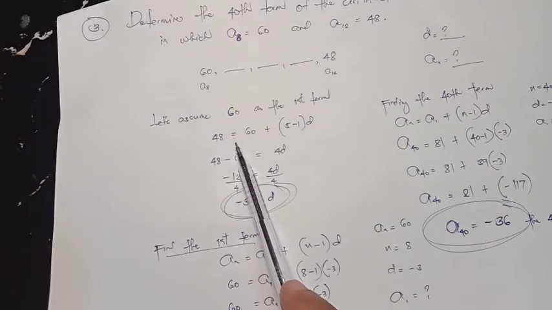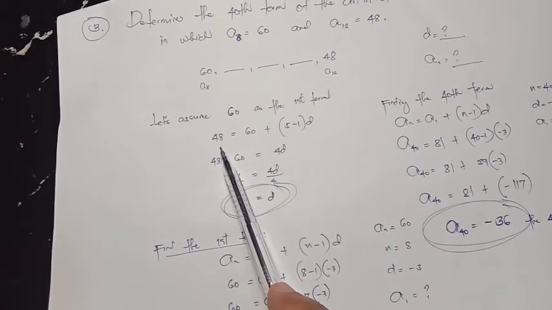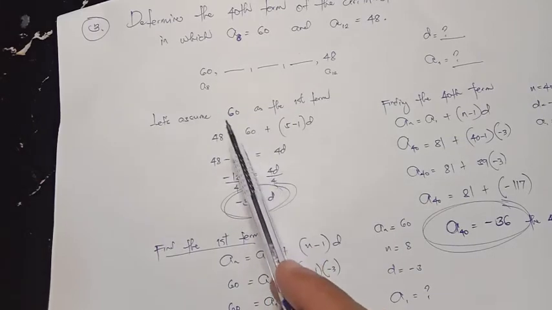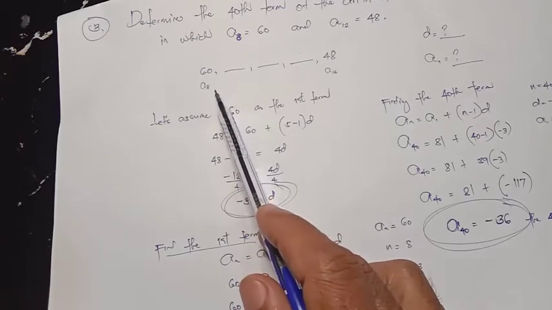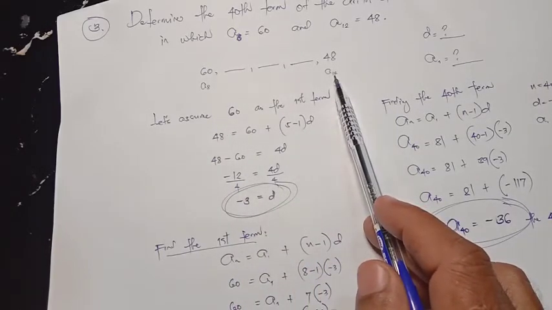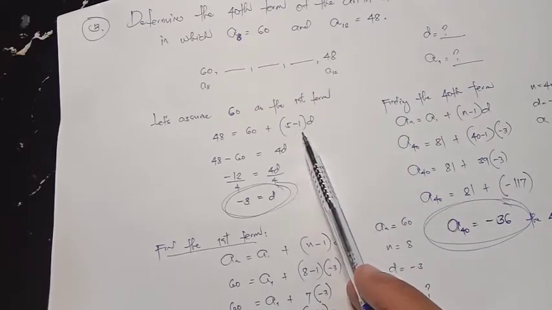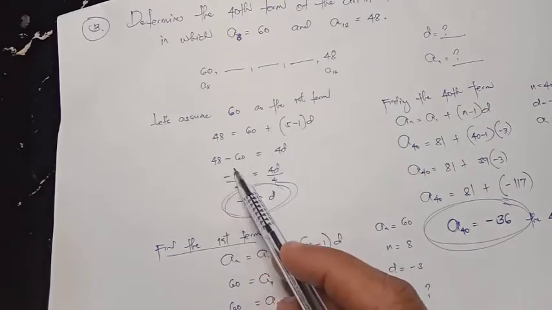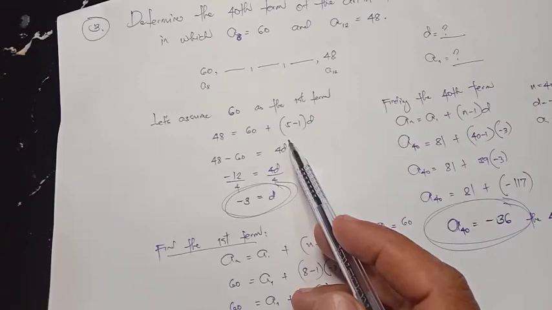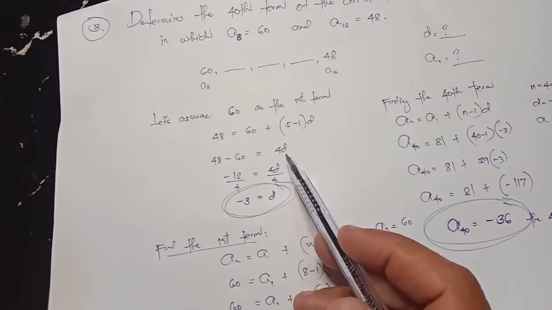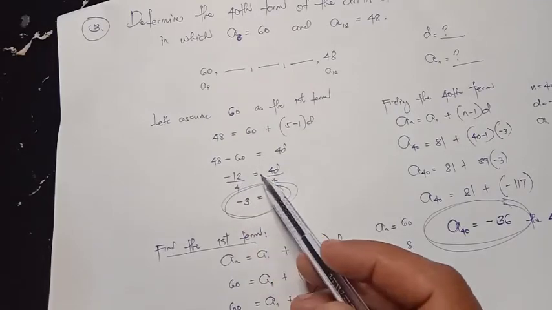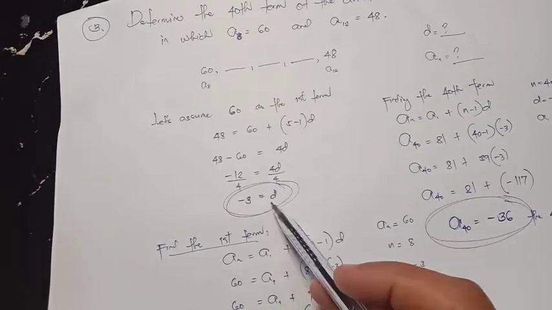So, 48, the last term, equals the first term 60. Then, since we have now from 8th term to 12th term ay 5 terms, so, 5 minus 1 times d. So, 48 minus 60 equals 5 minus 1, which is 4, times d, 4d. So, 48 minus 60, that is equals to negative 12 equals 4d. Divided by 4, the common difference is negative 3.